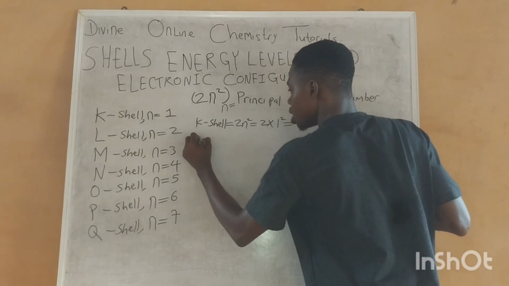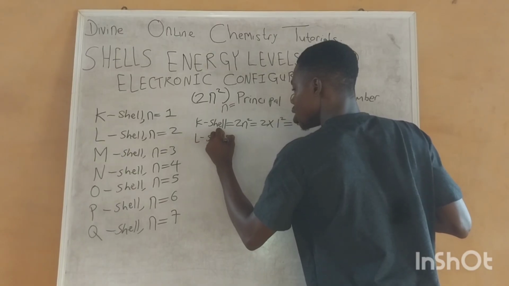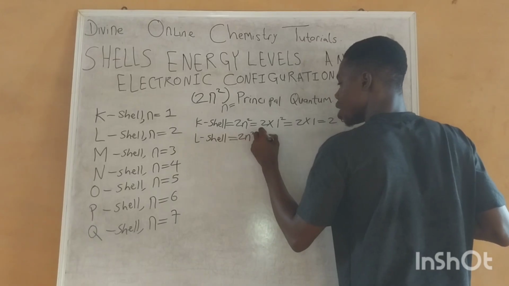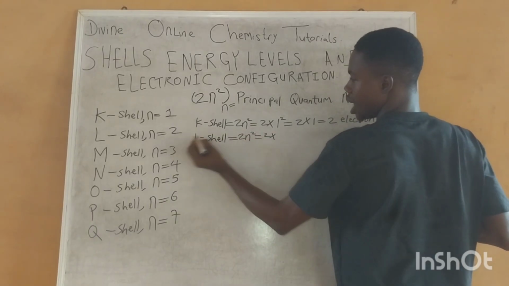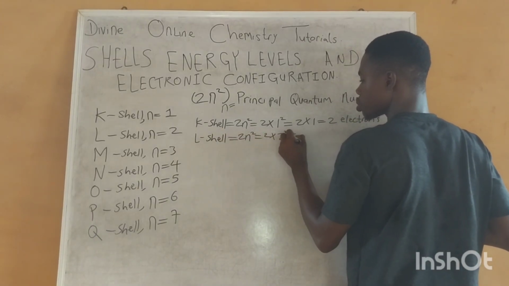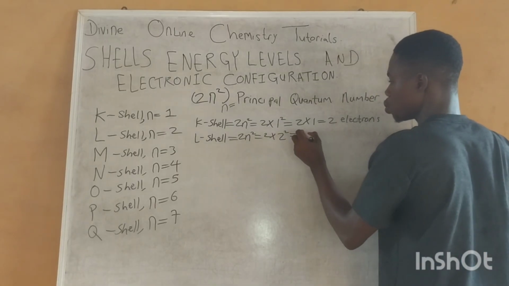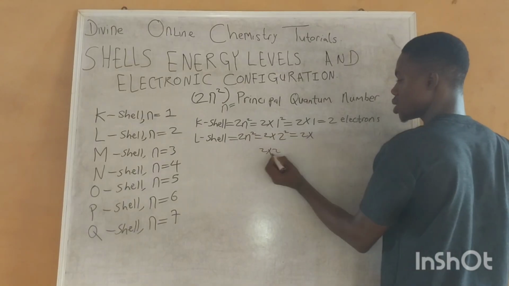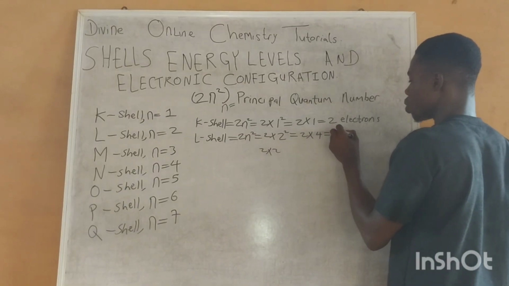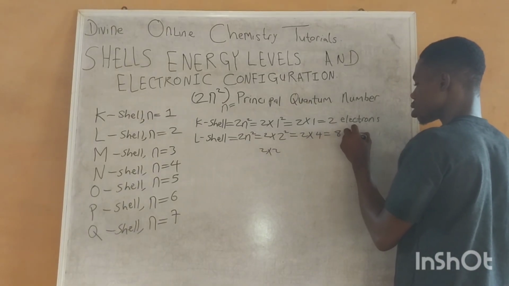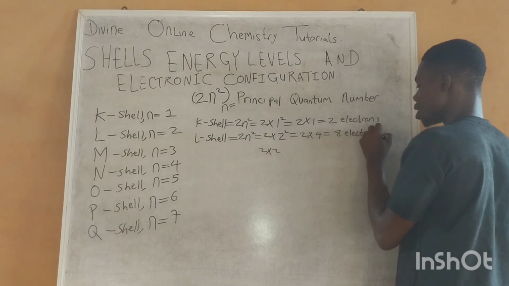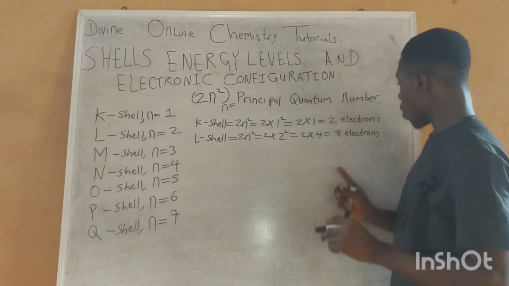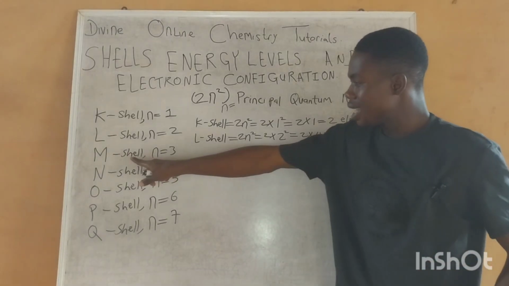Now what about the L shell? Let's calculate for the L shell. Use the formula 2n raised to power 2. We have 2 times, where n for the L shell is 2, raised to power 2. 2 raised to power 2 is 2 times 2, which is 4. 4 times 2 is 8 electrons. So you can see that the L shell can carry a maximum of 8 electrons.